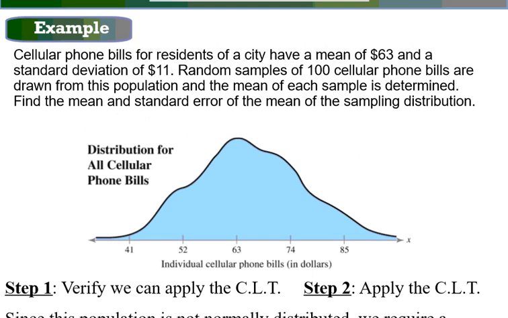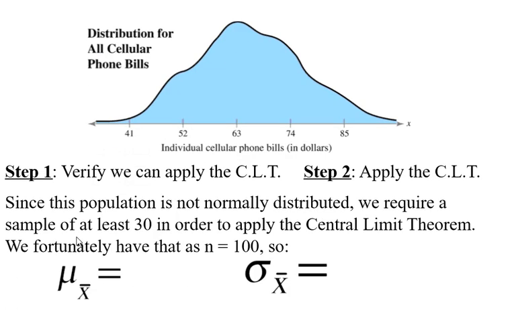If I look, it didn't say anything about the original population being normal. It doesn't necessarily look normal. It has maybe some symmetry to it. But because it's not normal, we need at least a sample of size 30, and we do since our sample size is 100. So we can apply the central limit theorem. Step 2 is now we're going to apply it.